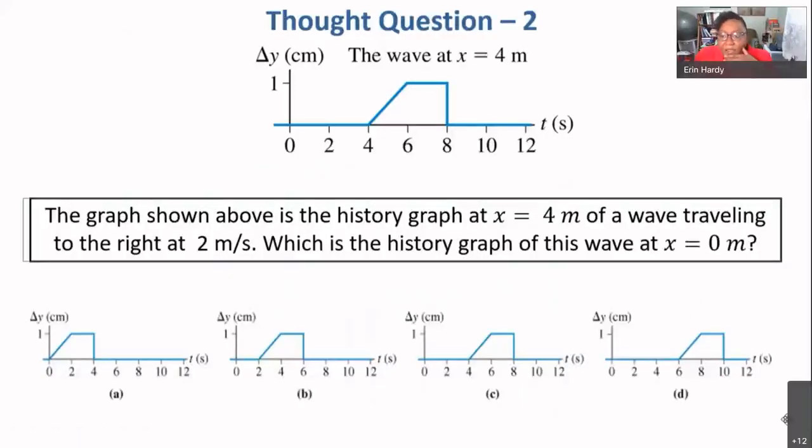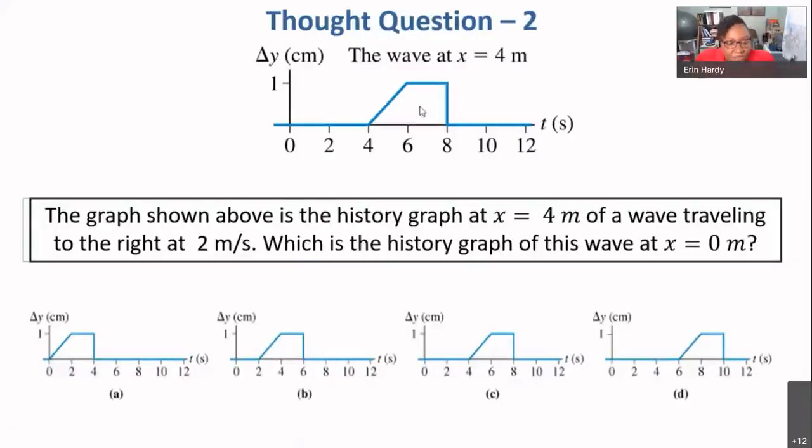Okay, so we have a thought question here. Let me pull this out of the way. We have a picture up here at the top. This is a history graph. We know that because it's giving us information about an interval of time, delta t, not just one point in time like our snapshot graphs show.